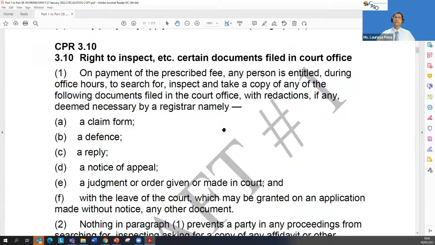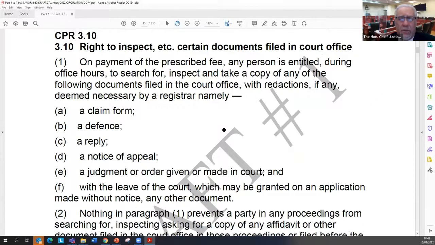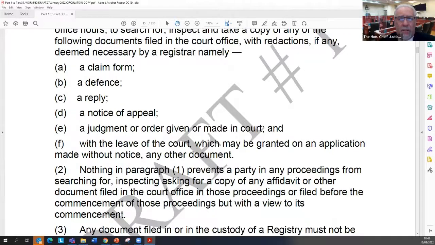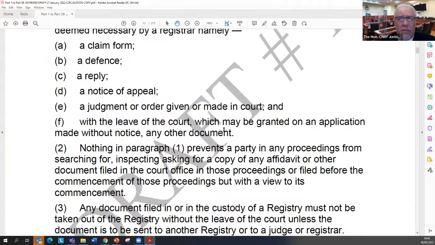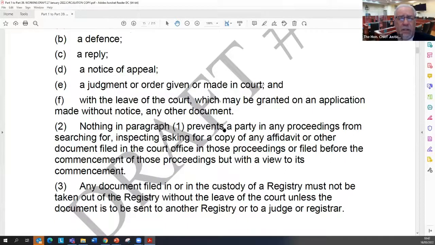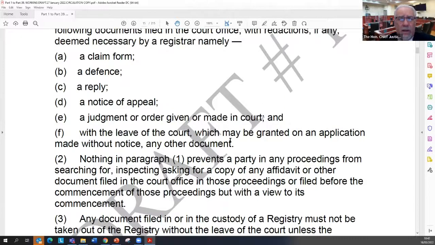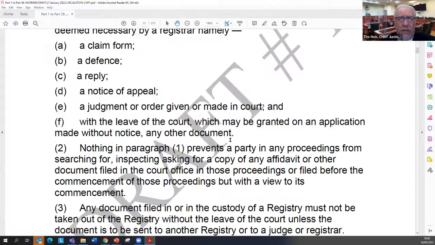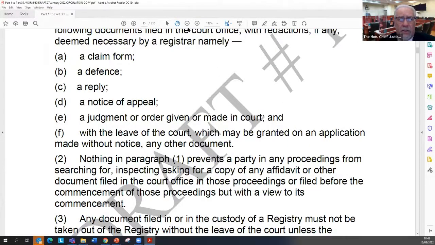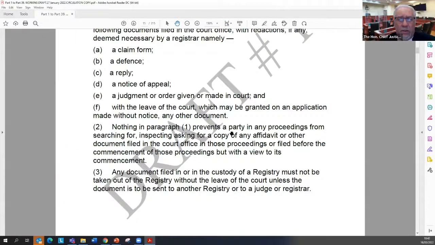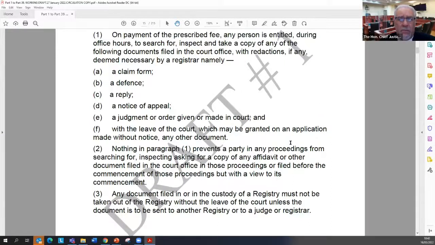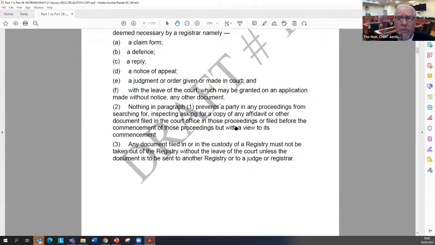I think this might be the rule you were talking about, where it says that on a prescribed fee, you can have access to the file with redactions if necessary, but only these particular documents, which are pleadings, defense, a reply, or what's called a statement of case in the new rules. Just a plain form of reply and notice of appeal and a judgment, and then you'll see F with the leave of the court, which may be granted on application made without notice. So the public access to the documents is somewhat restricted. I don't know if that's what you had in mind, Sir Dennis, but I thought I would just mention it.